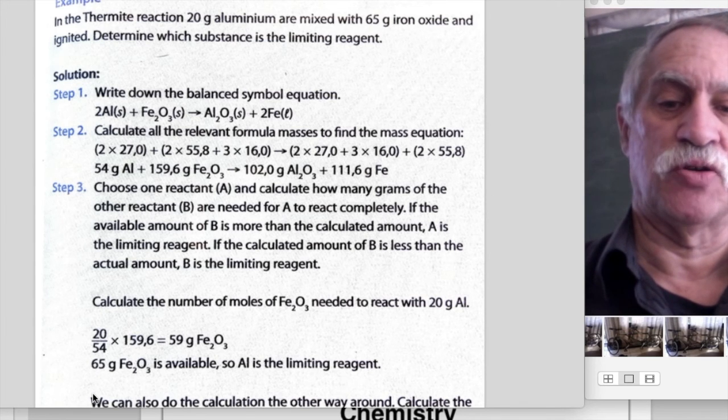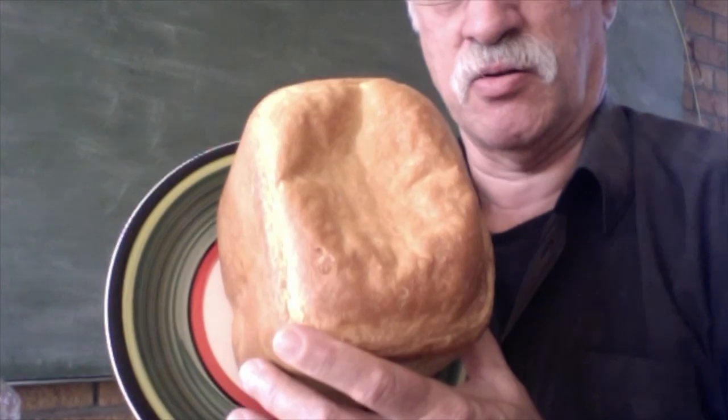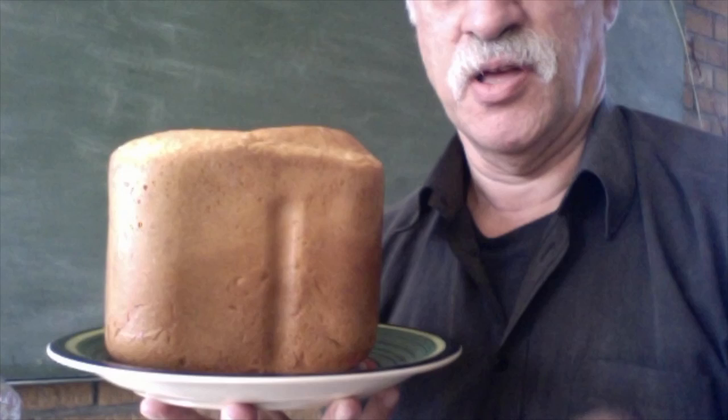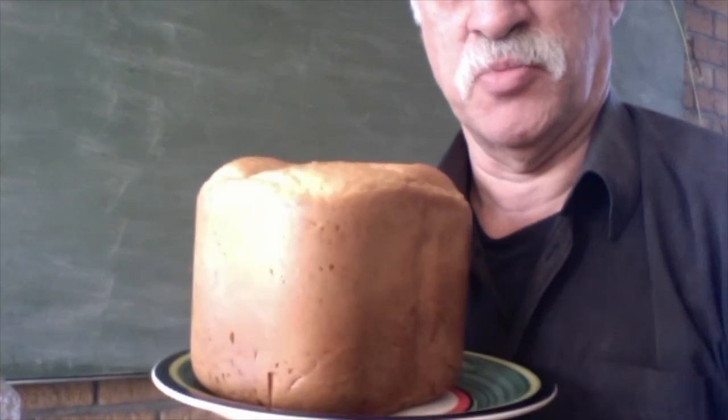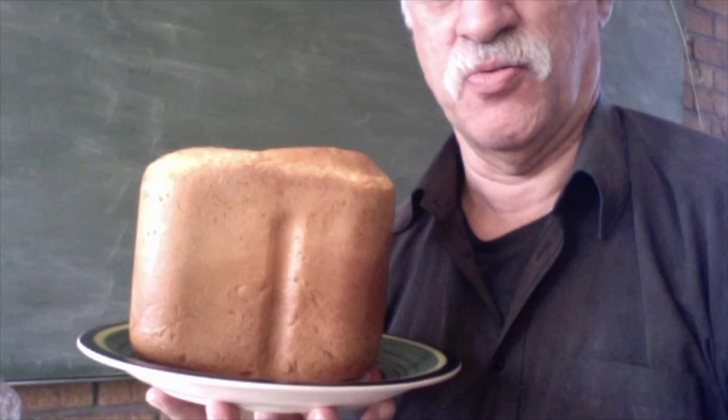Well, 3 hours later, here is our loaf of bread. Looks like this has no limiting reagents. It kind of worked. So there we go.